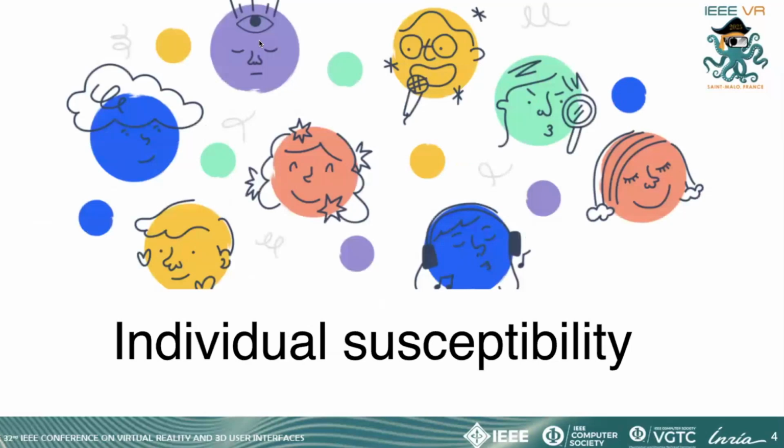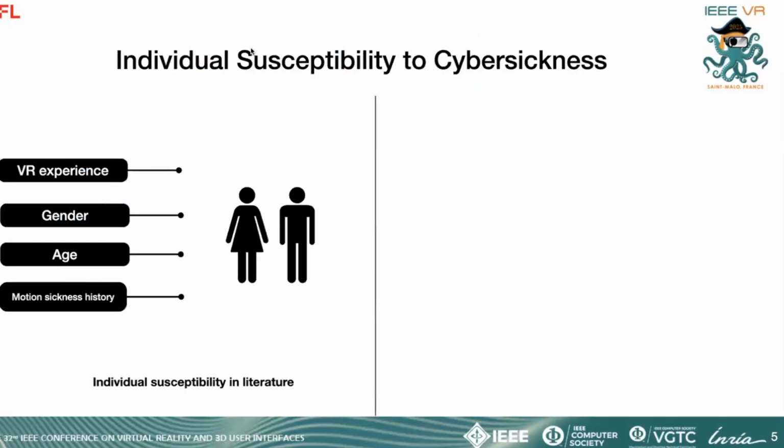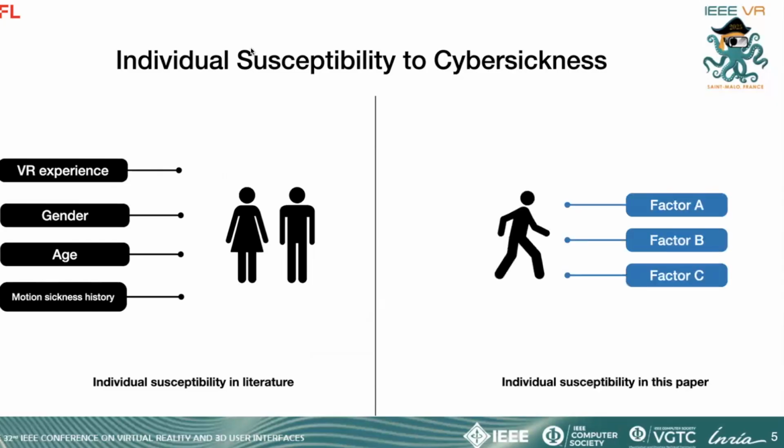So the main topic we want to focus on today is individual susceptibility. We found that research on individual susceptibility has mainly focused on demographic factors like gender, age, or past experience, such as history of motion sickness or previous experience with games or VR. However, one area that has not been studied enough is how different people react to different cybersickness triggers. Some participants may experience cybersickness mainly due to factor A, and others may be more affected by factor B.